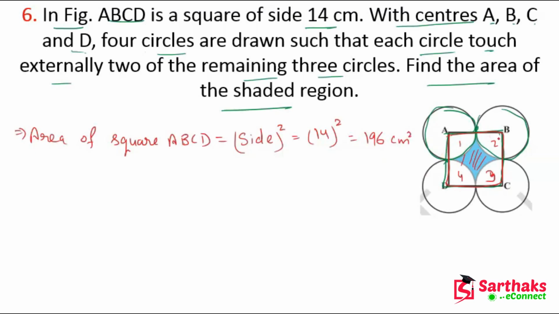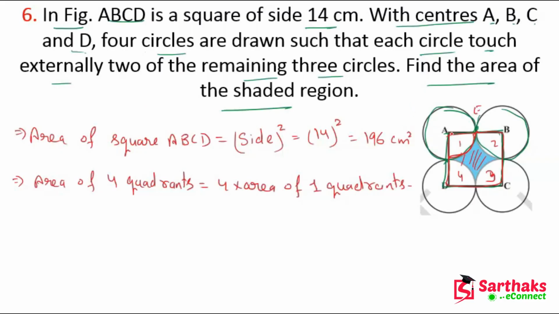Now we have to find the area of these 4 quadrants. Let's suppose this is point E, and AE is the radius of this circle, which means AE is the radius of this quadrant also. If we find the area of one quadrant and multiply by 4, we get the area of these 4 quadrants. So the area of 4 quadrants is 4 into the area of 1 quadrant.